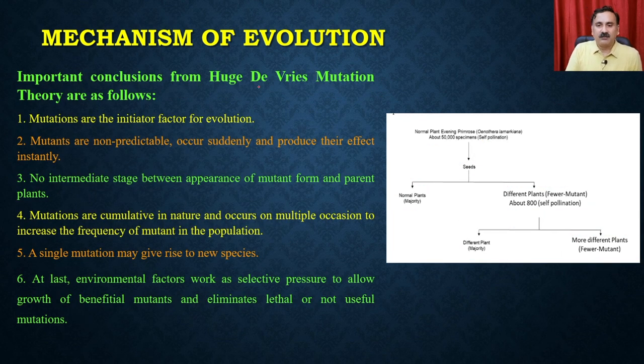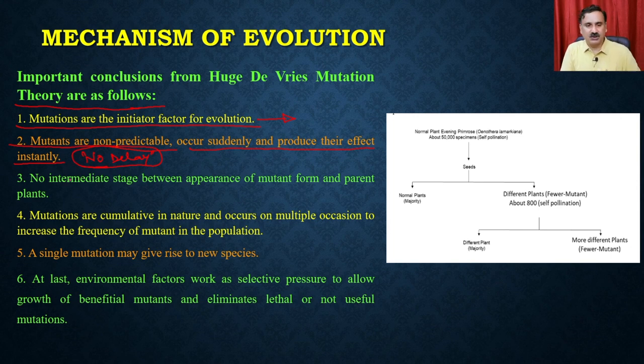So important conclusions from the De Vries mutation theory are as follows. Based on that experiment, he has actually made the conclusions. What are the conclusions? The mutations are the initial factor for evolution. Then the mutants are non-predictable, occur suddenly and produce their effect instantly. So there is no delay in evolution. That is a major point from Hugo de Vries's theory of mutations, which means the mutants are non-predictable, they occur suddenly and they produce their effect within the next generation. So within a single generation you would be able to see a changed phenotype. So no intermediate stage between the appearance of the mutant form and the parent plants.